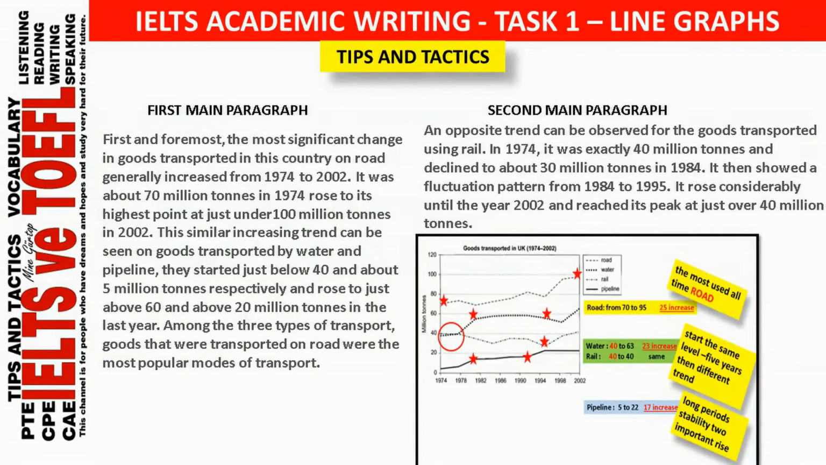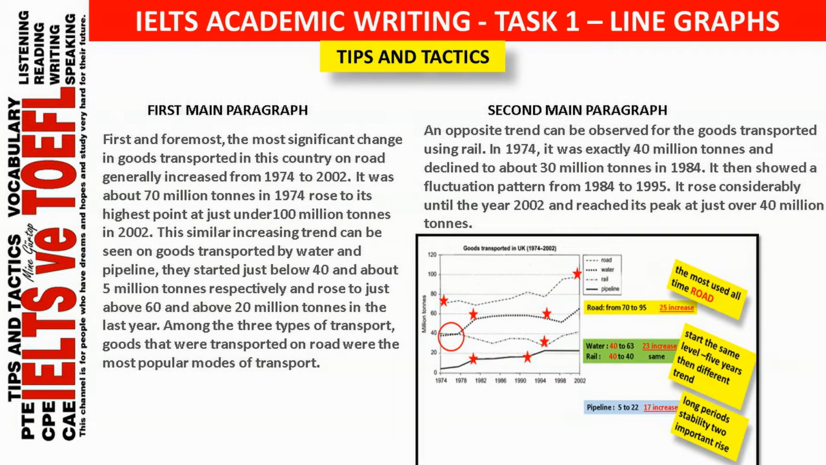In the first main paragraph, select and write about the features that are most important and interesting, for example, rising or falling trends, or where lines intersect, and include relevant data to support the points you make. Focus on the general direction of a trend. Don't write about each change in direction of a line.